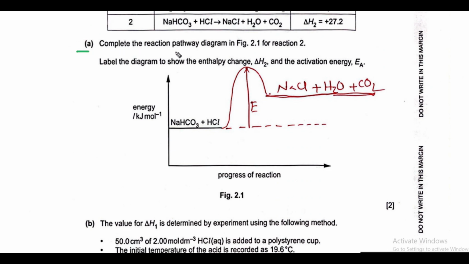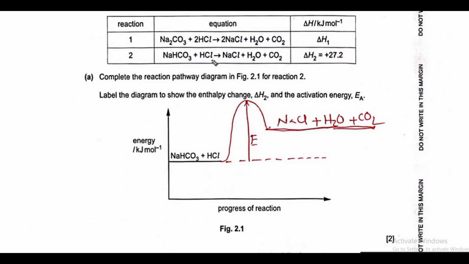Now A. Complete the reaction pathway diagram in figure 2.1 for reaction 2. And you see reaction 2's ΔH is positive, so reaction 2 is an endothermic reaction. This is the reactants, this is the products. In an endothermic reaction, the product has more energy than the reactants. Reactant has less energy, product has more energy. Product is above the reactant in an endothermic reaction. So this is the reactants given. This reaction will go this pathway, and this is the products. Product has more energy than the reactants.